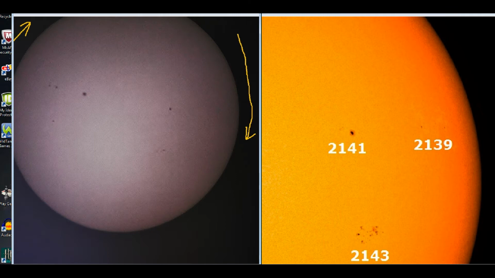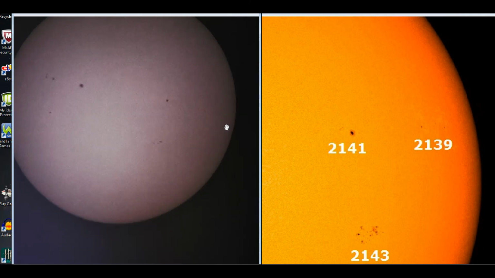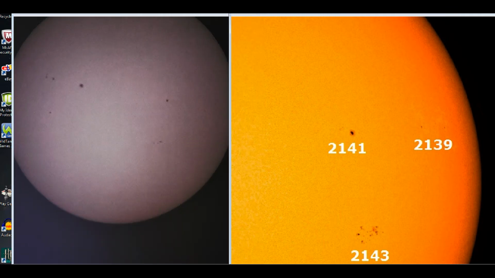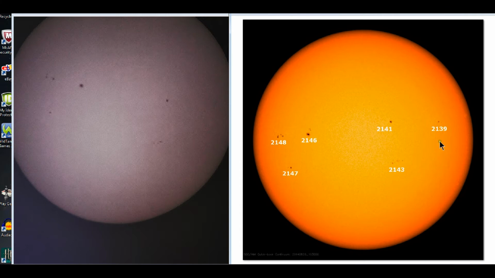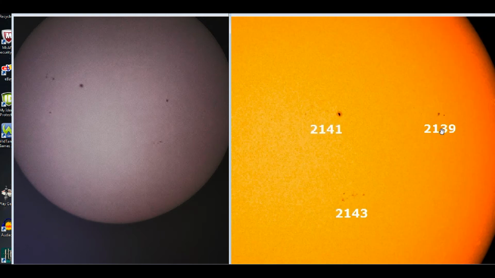Okay. Let's go back to the other one. Alright, so let's take a look at 2139 on their 20th picture. It's hard to say. It's kind of in between. So it is apparent to me so far that these photographs were taken, even though the date is the same, hours apart. So let's do the last one.